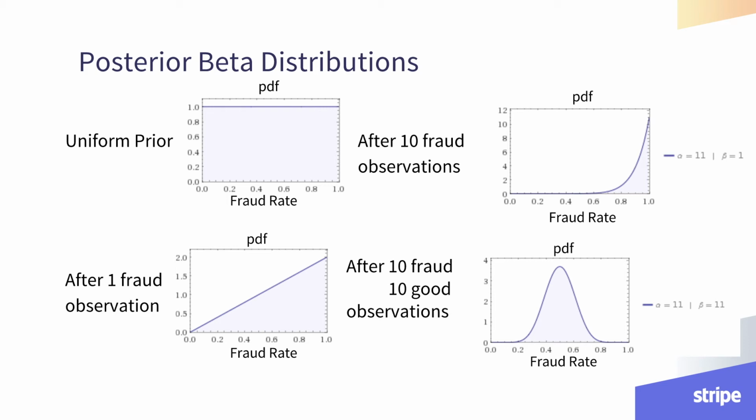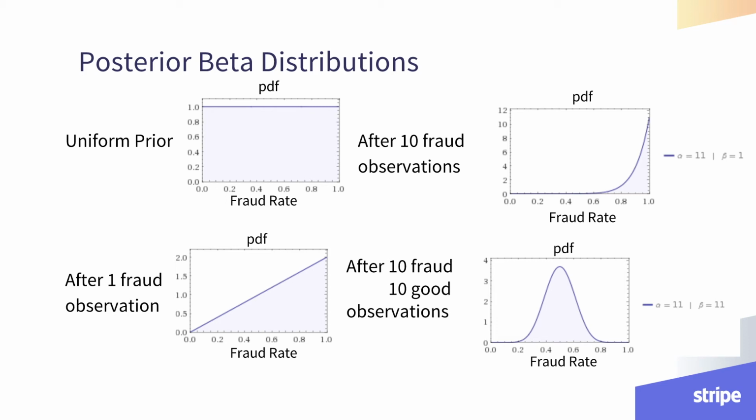On the top right, I show the posterior if we have 10 out of 10 fraudulent examples. And we see that now the posterior is pretty confident that it's a high fraud rate, as it should be. And it can also handle mixed results. If you have 10 good results and 10 bad results, you get the bottom right posterior. And now it's learning that the mean is close to half. It's not clear if it's 0.4 or 0.6, but it's pretty clear it's not 0.1 or 0.9.